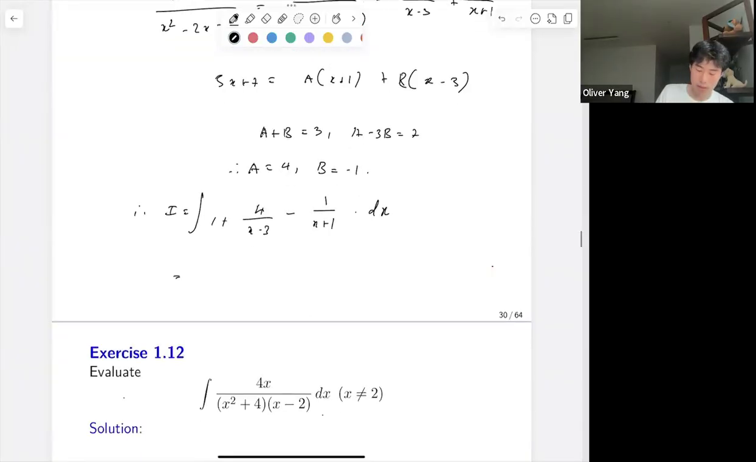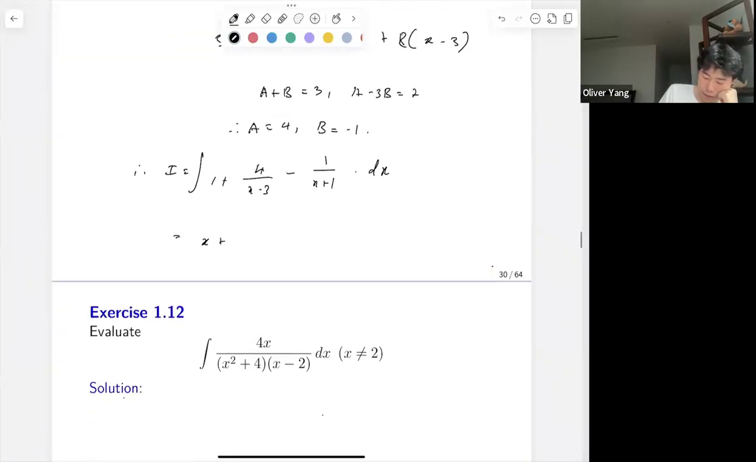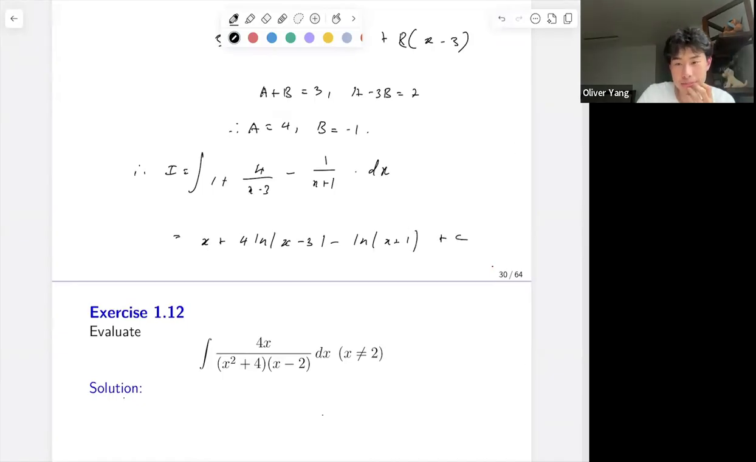Okay. And then we can just integrate this. So we get x plus 4 ln(x minus 3) minus ln(x plus 1). Let's see. Yep. All right. Does that make sense? Pretty chill. All right, cool. Let's move on.